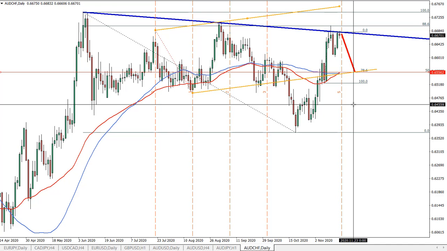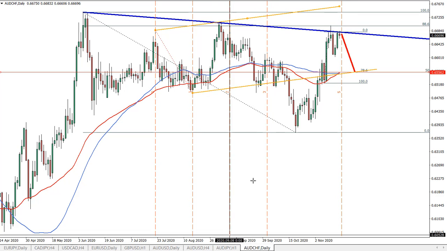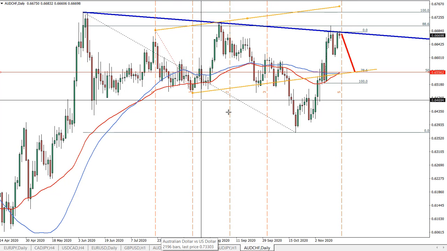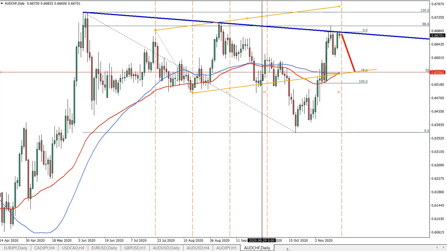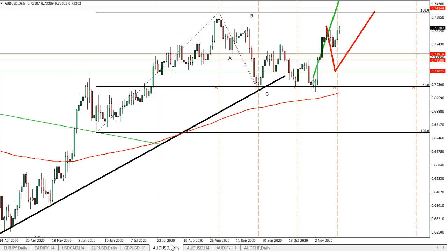It's time to get to other analyses we made previously, and I would like to start with the Australian dollar pairs, because now we have three of them. We have Australian versus dollar, we have Australian Japanese yen, and we have Australian Swiss franc. You can see them at the bottom. In regards to the Australian dollar, we have two analyses, one for the upside, one for the downside.